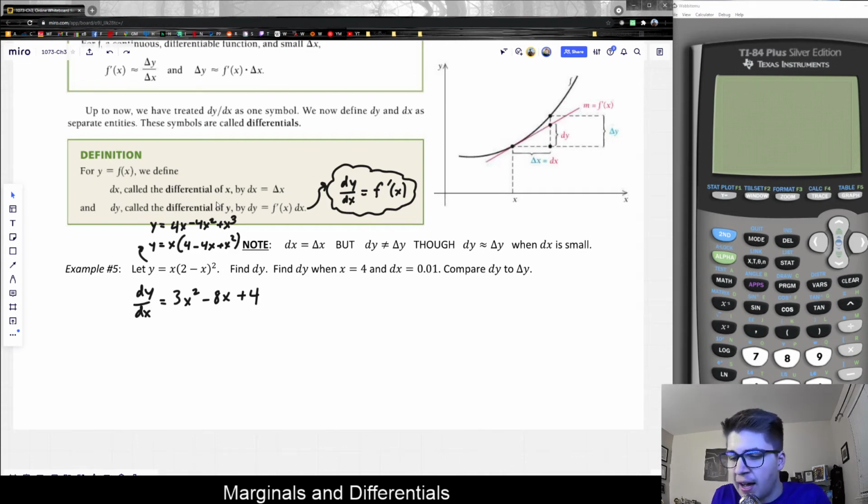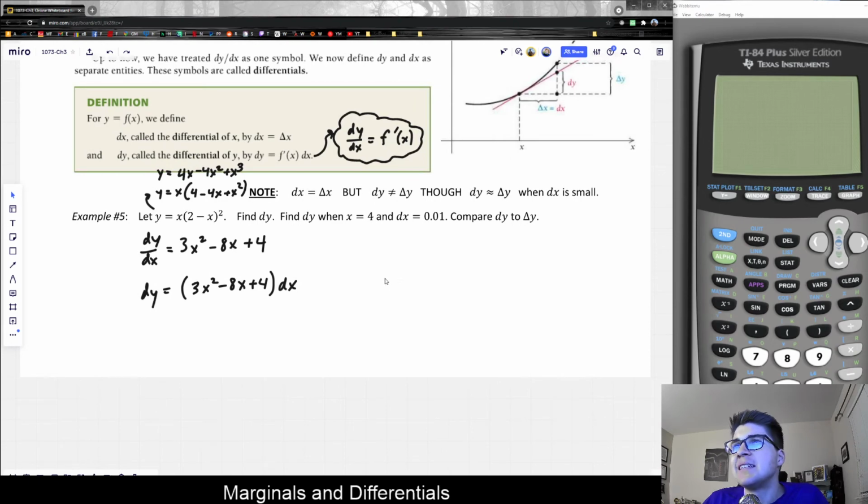And if I just want dy, I can multiply through by dx to figure out the differential. The meaning is very similar to delta x. Because dx is the same as delta x, dy is similar to delta y. If we want to know just the change in y, it's the value of the derivative times the change in x at that point.